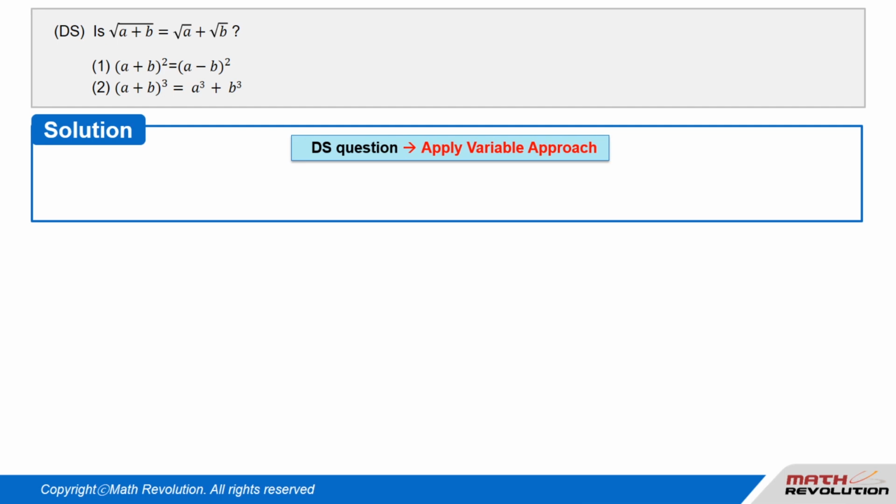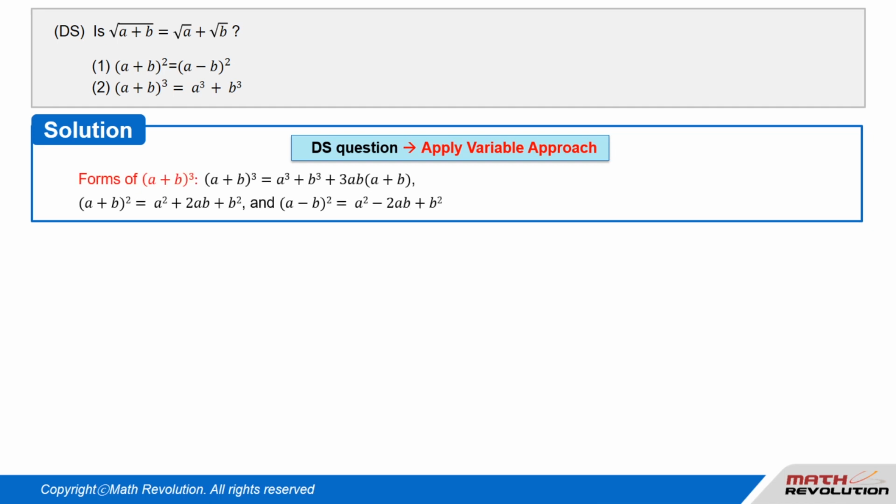Solution. Now we will solve this DS question using the variable approach. Recall the forms: (a plus b) whole cubed equals a cubed plus b cubed plus 3 times a times b times (a plus b). (a plus b) whole squared equals a squared plus 2 times a times b plus b squared, and (a minus b) whole squared equals a squared minus 2 times a times b plus b squared.